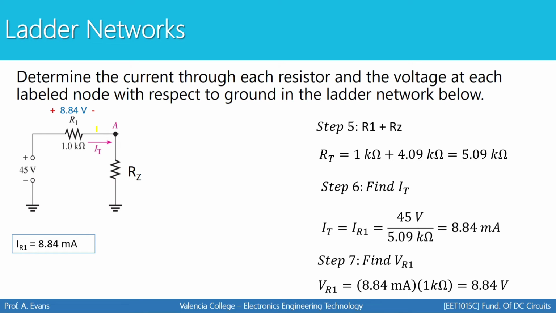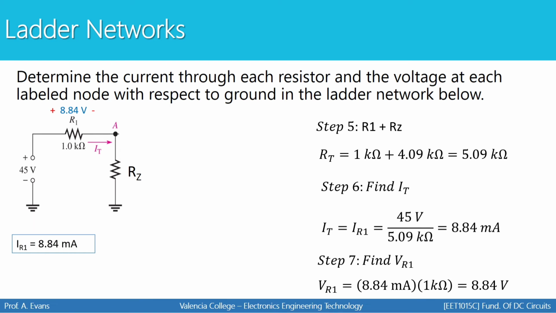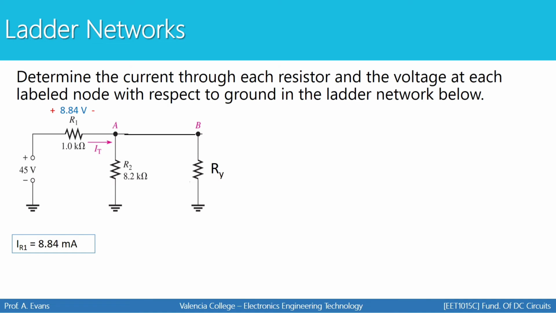So now that we've worked our way all the way to the left, we're going to reverse direction and go back to the right and start solving for all the other resistors that we collapsed before. So I'm going to now reverse the picture. I removed RZ. Remember, RZ was the combination of R2 and RY. I've removed it now. I've gone back to this step. And I know now that the current going into this node is the current through R1, 8.84 milliamps. I can now do a current divider to figure out the current through R2.